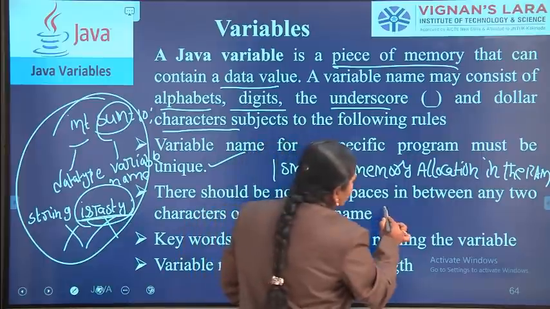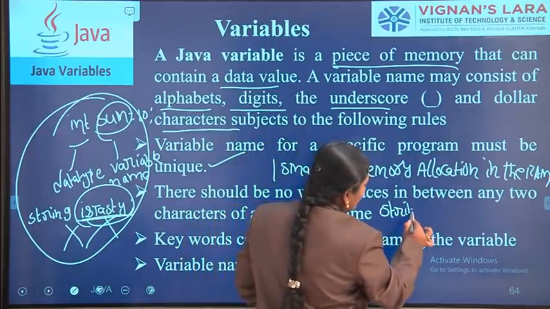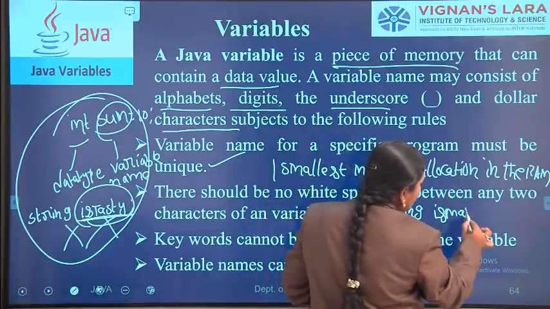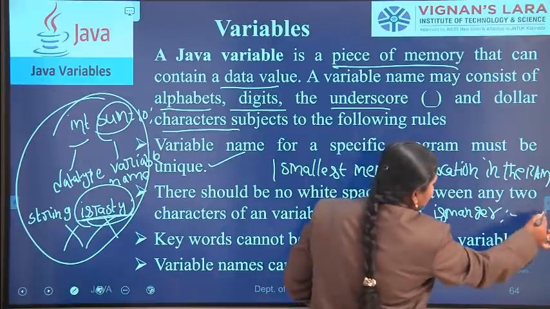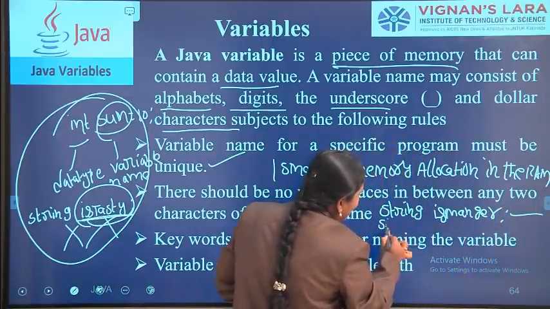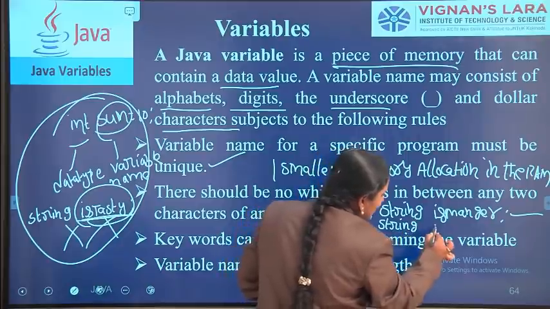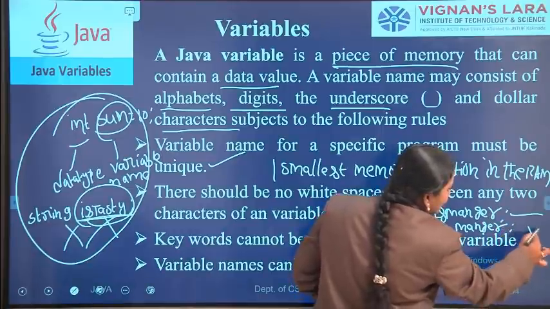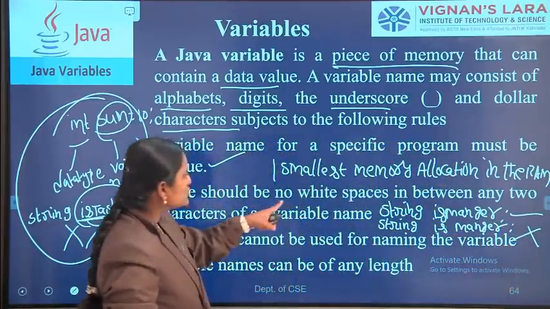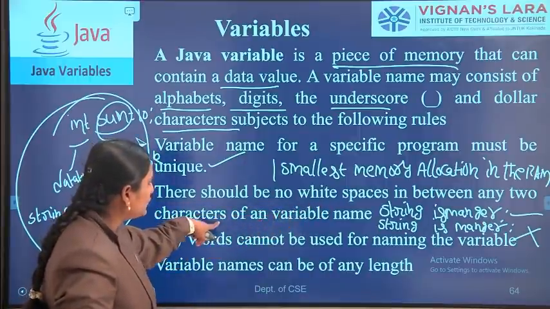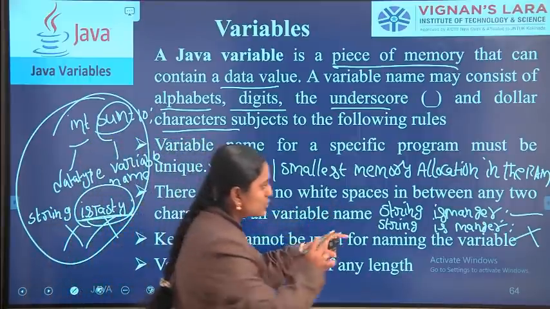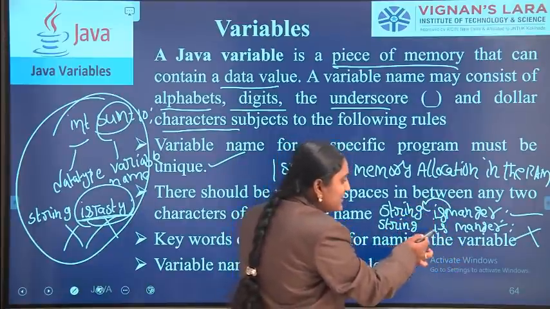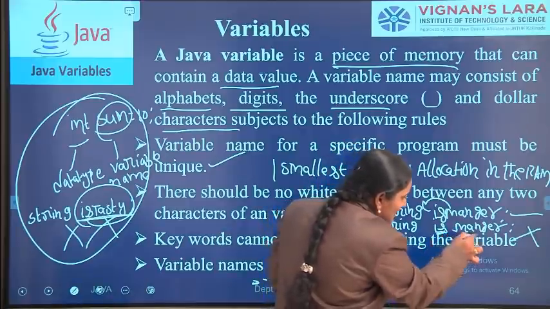For example, I am defining String isManager. It is a valid declaration. But if I define the variable name as string is manager, with a space, it is an invalid declaration because there should be no white spaces between any two characters of a variable name. Here is manager would be the variable name of string data type, but is is one word and manager is one word.